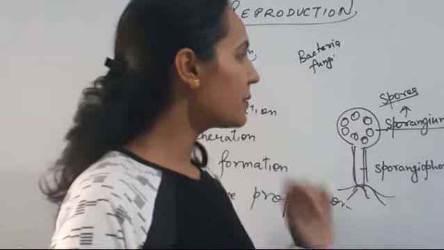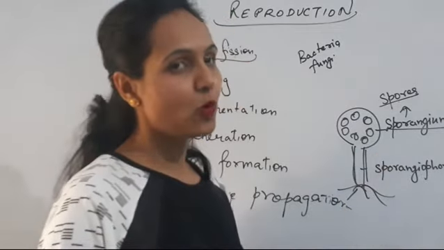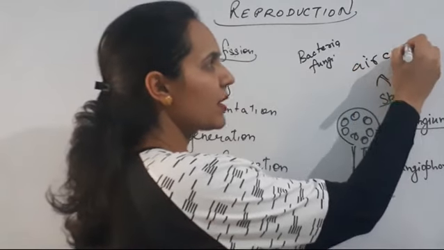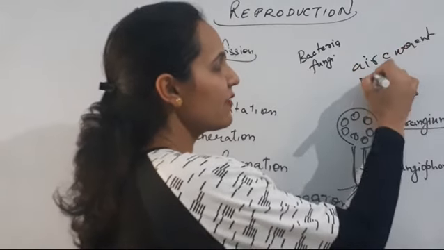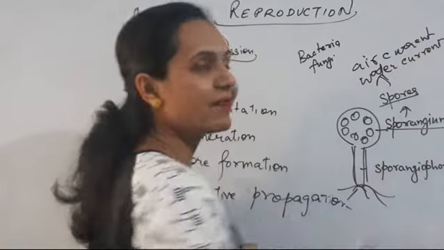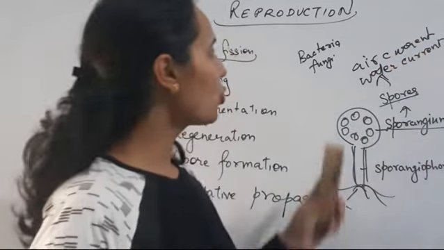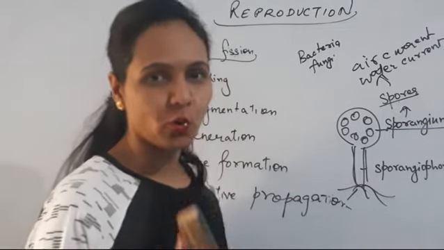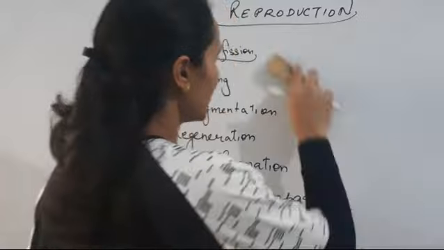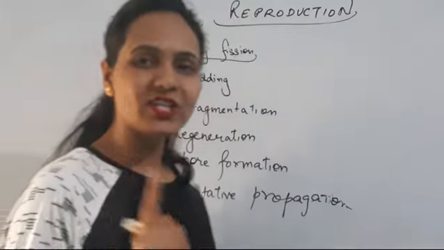So under unfavorable condition, the organism forms spores, and these spores are dispersed by the air currents or water currents to distant places, and when they find a suitable place for their growth, they will again germinate. This is known as sporulation or spore formation. Example is fungi and bacteria. Clear? The last one is vegetative propagation.